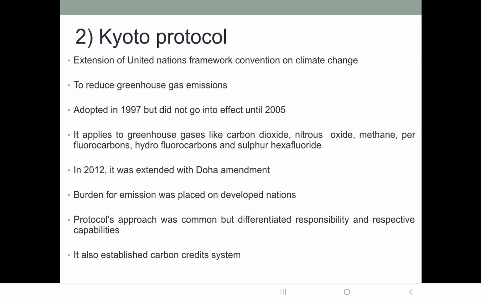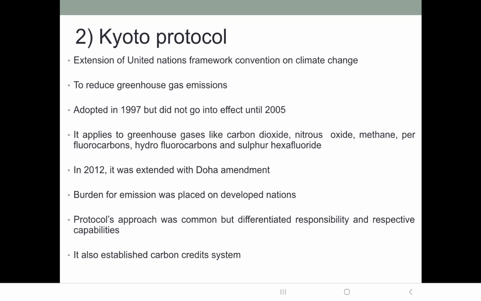According to this protocol, a common but differentiated responsibility was established. Now, what is this common but differentiated responsibility? The industrial revolution began in Europe, and technological advancements took place in countries like those in Europe, the United States, and Canada, which are mostly the developed countries.